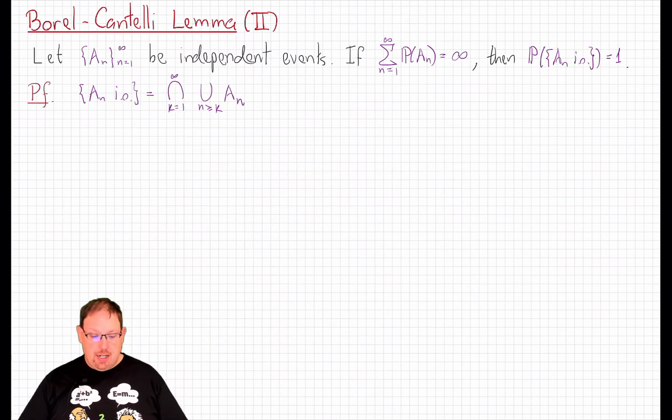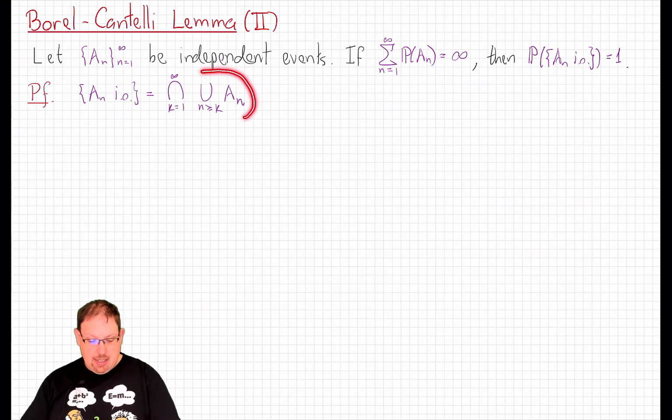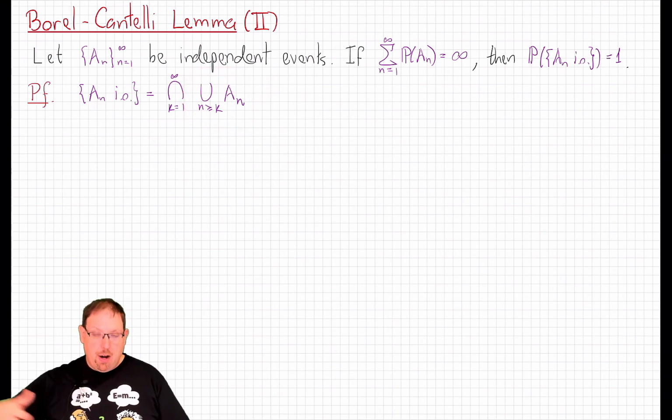Let's just recall this nice formulation for the set of outcomes that occur in infinitely many of the A_n's. We take the union past some point k of all of the A_n's. In other words, for fixed k, this is the set of outcomes that occur somewhere after time k, and we take the intersection of all of those. So this is the collection of outcomes that keep coming back over and over in the tail of this sequence of events. It's the set of outcomes that occur in infinitely many of the events.